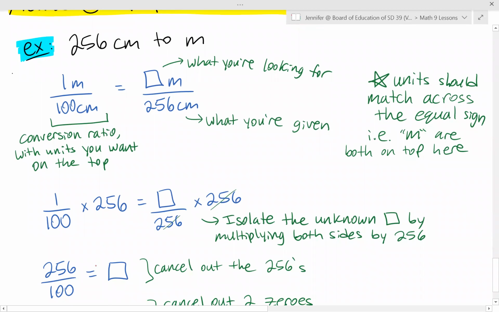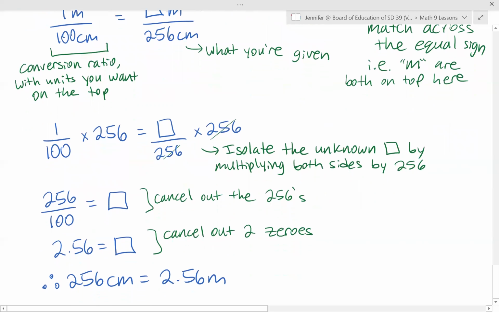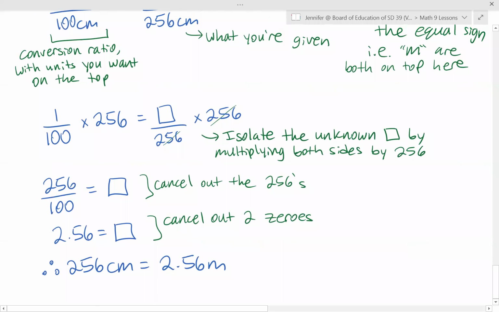So now the box is on its own, and I do this quick calculation. Remember, this is the same as 256 over 1, so this fraction just becomes 256 over 100. And then we just calculate that. If we're dividing by 100, we move the decimal place 2 to the left. So we get 2.56 as our answer. So therefore, 256 centimeters is 2.56 meters. And that is how you convert between different units in the metric system.